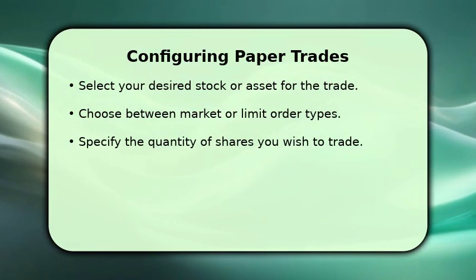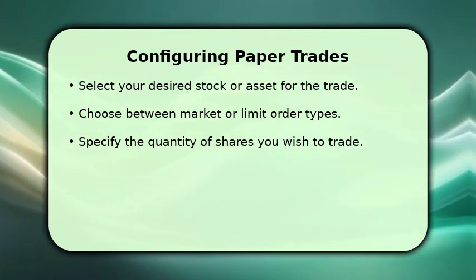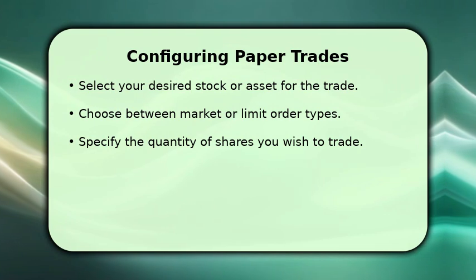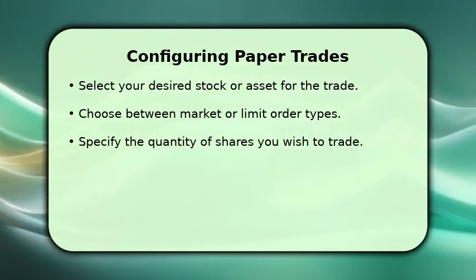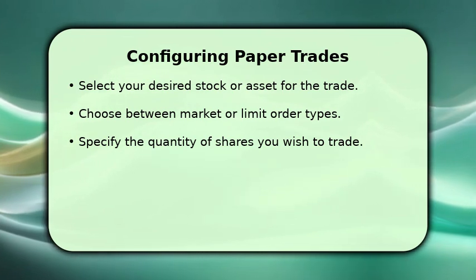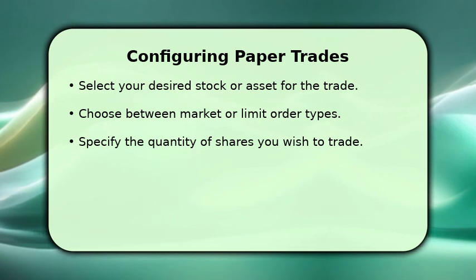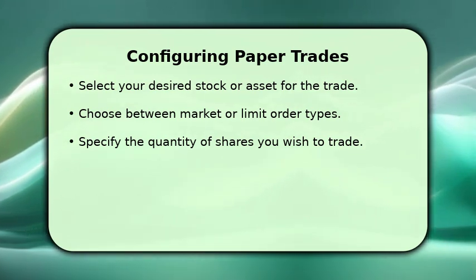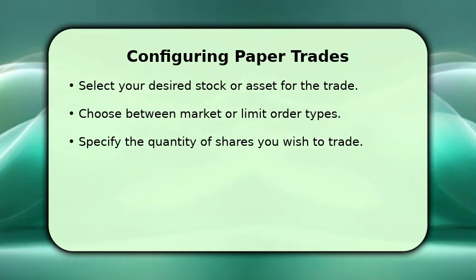Once in paper trading mode, you can easily set up your simulated trades. First, select the stock or asset you wish to practice with. Then, choose your preferred order type, such as a market order for immediate execution or a limit order to set a specific price. Enter the quantity of shares you want to trade. You'll be using virtual cash, typically starting with $100,000 to execute these practice trades.